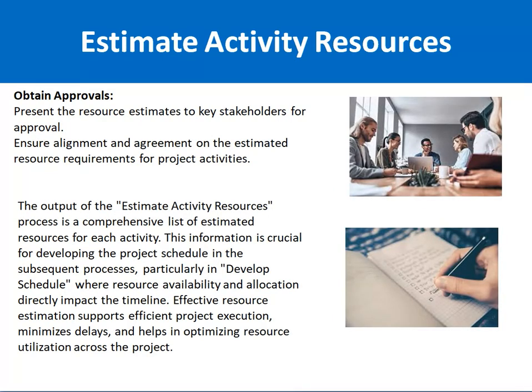Obtain the approval from the key stakeholders and share the activity resource estimation with them, and ensure alignment and agreement on the estimated resource requirements for project activities. Generally we get the approval on paper, with proper sign-offs that they are approving the activity resources. So the output of this estimate activity resources process is basically a comprehensive list of estimated resources for each activity.